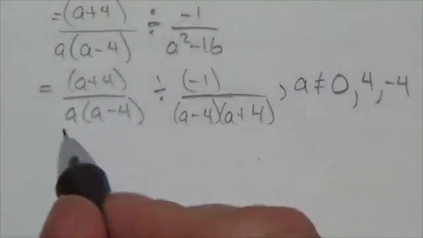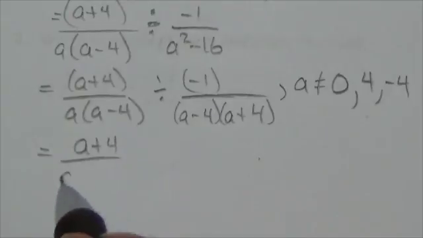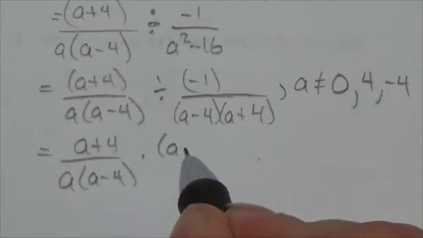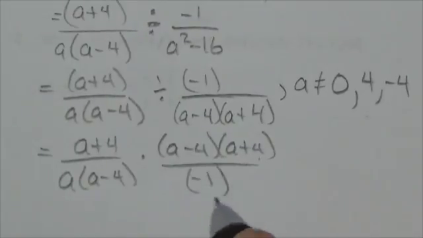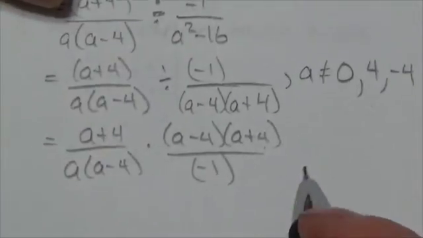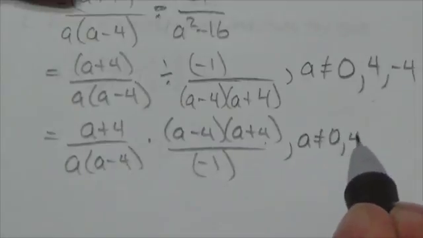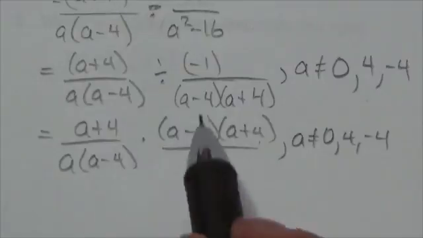Now I'm going to turn my division into multiplication by multiplying by the reciprocal, so a minus 4, a plus 4 in the numerator, and that -1 drops into the denominator. All right, now I can start my little canceling here. And remember, this is all with the understanding that a can't be 0, 4, or -4.